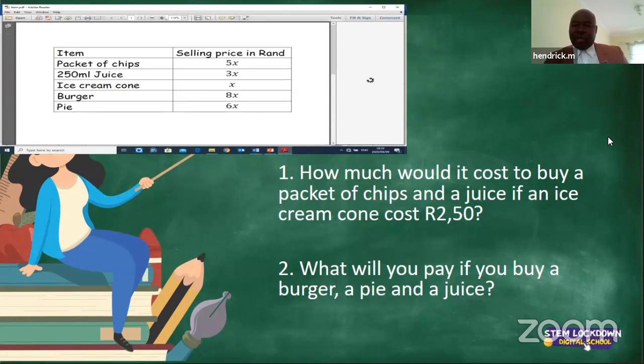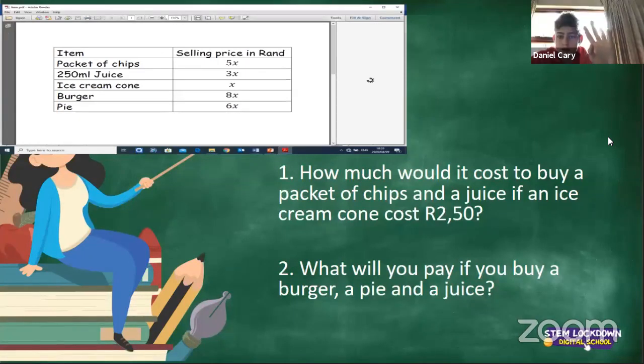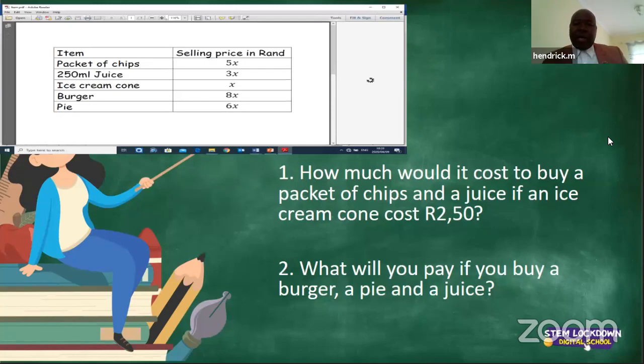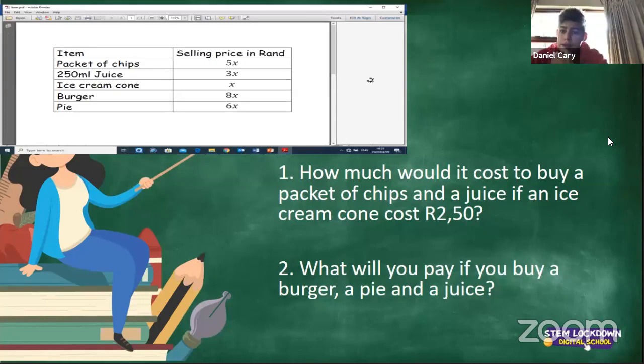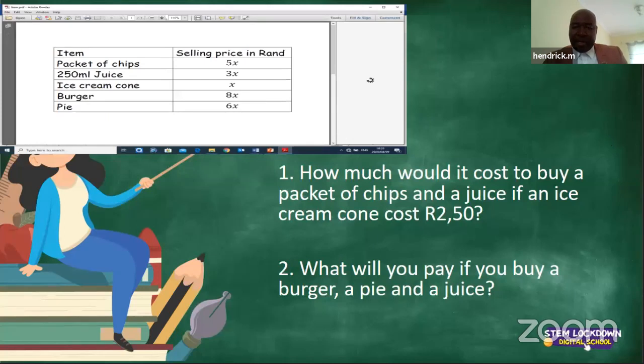Right, let's go to Caroline Anthony. Caroline? Which question are we on? The question is, how much will you pay if you purchase a packet of chips and a juice? 20 rand. Yes, 20 rand.